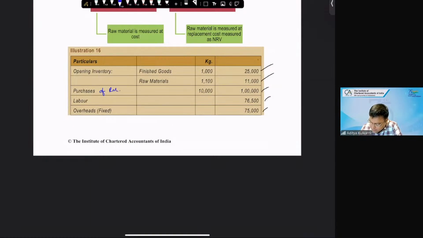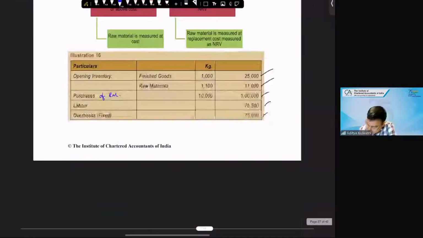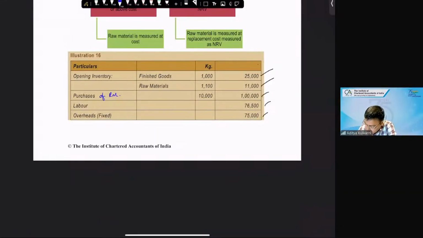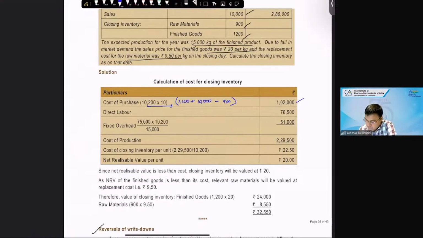They should have given it more clarity. Plus 10,000 minus 900. So that comes to 10,200, and you have purchased it at 10 rupees per kg. That's right. So 1 lakh divided by 10,000. So 10 rupees per kg. So 10,200 into 10, 1 lakh 2,000.